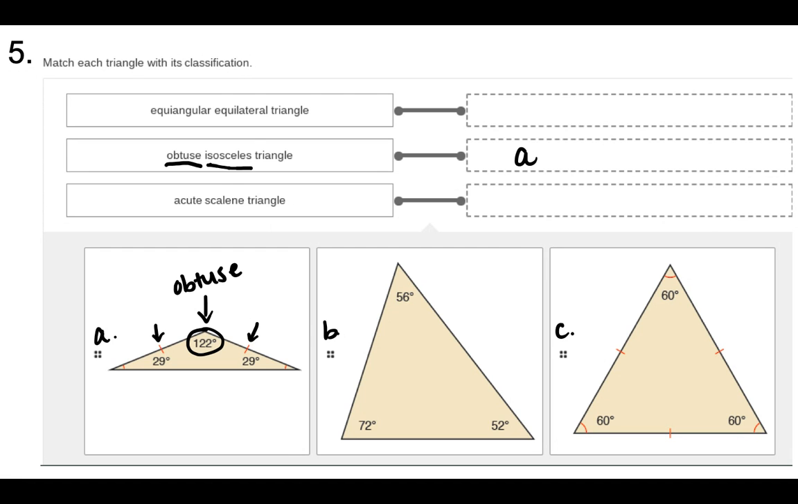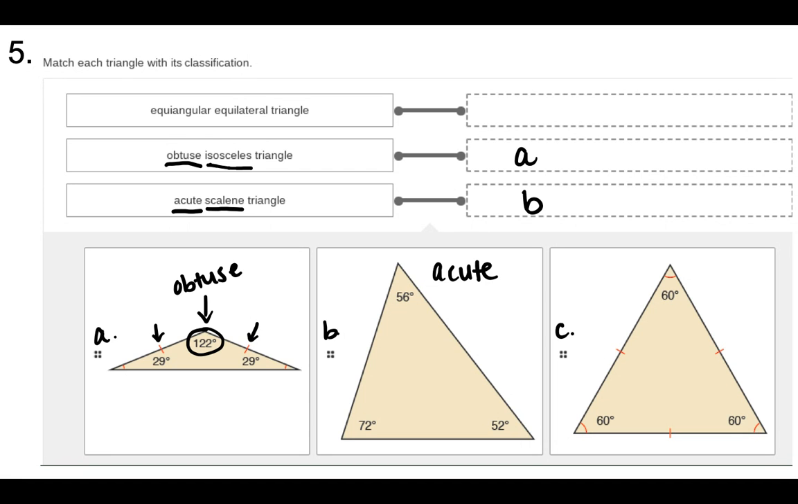Now, this one, we have 56, 72, and 52. Well, all of these angles are acute. They're all acute because they're all less than 90 degrees. Now, let's look at the sides. There's no lines, which means, remember, if there's no congruent sides, it's always going to be a scalene triangle. So I know triangle B is an acute scalene triangle.